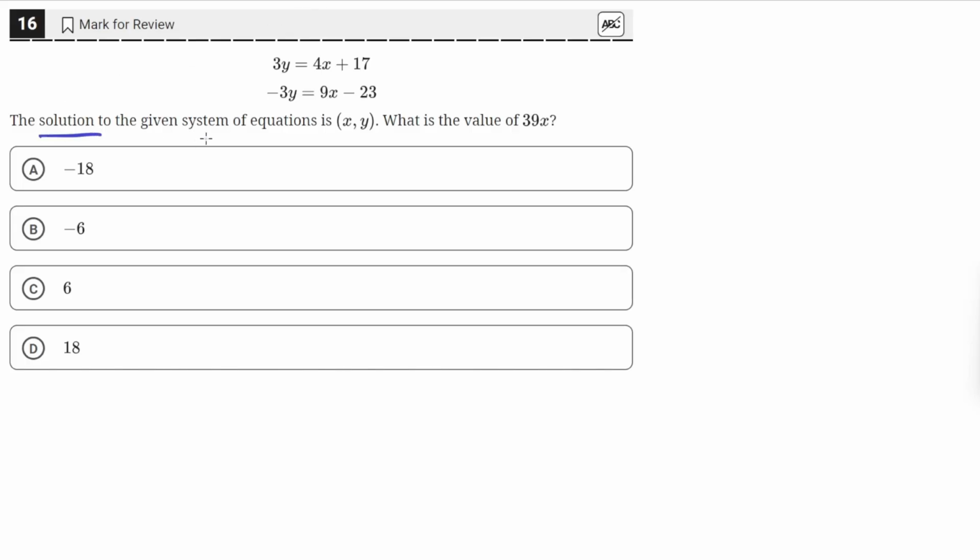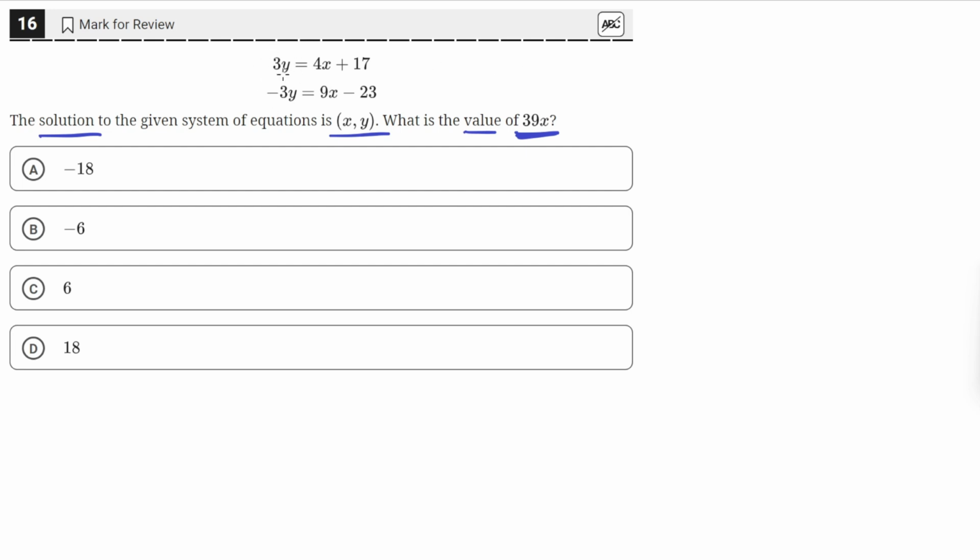The solution to the given system of equations is (x, y). What is the value of 39x? So we need to find the value of 39x using these two equations for x and y. We have two unknowns and two equations, so we can solve for x.